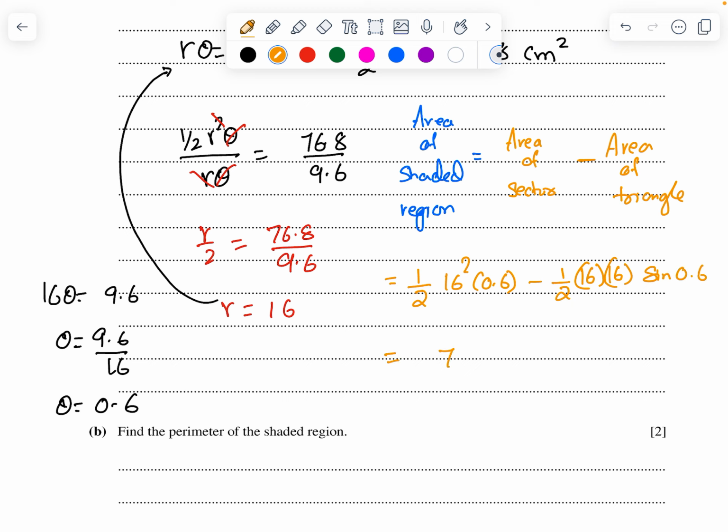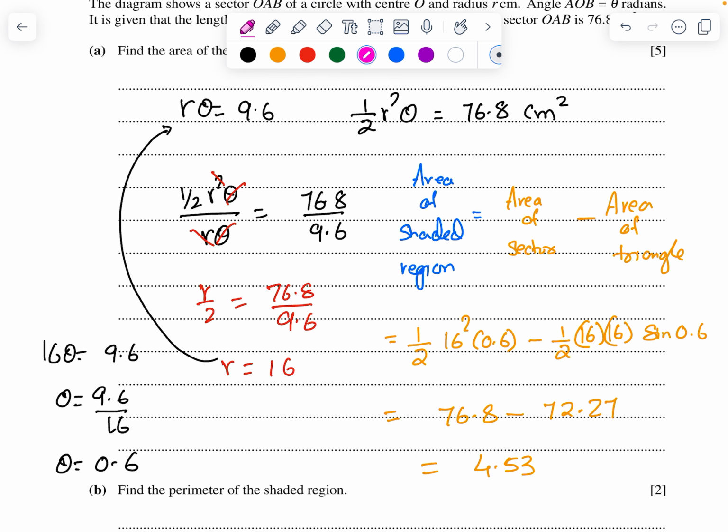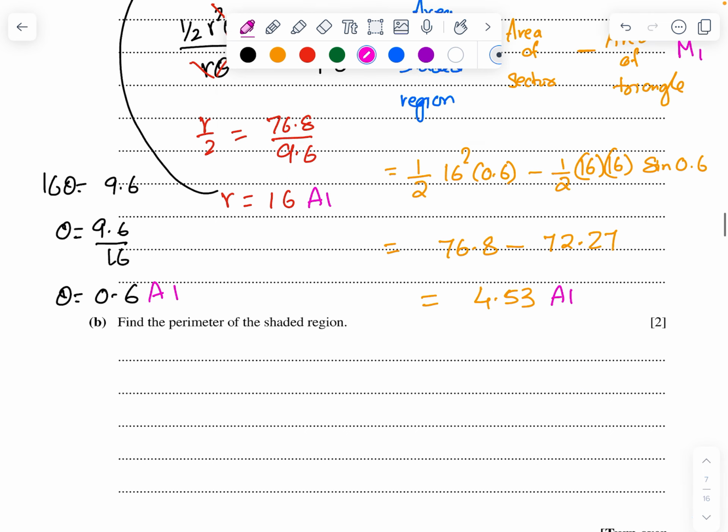0.6, which gives you 76.8 minus 72.27, which is nothing but 4.53 in 3 significant figures. So for getting the value of this formula, you get 1 method mark, an accuracy mark for radius, an accuracy mark for theta, a method mark for finding the formula, and another accuracy mark for this. So in this way, 5 marks.